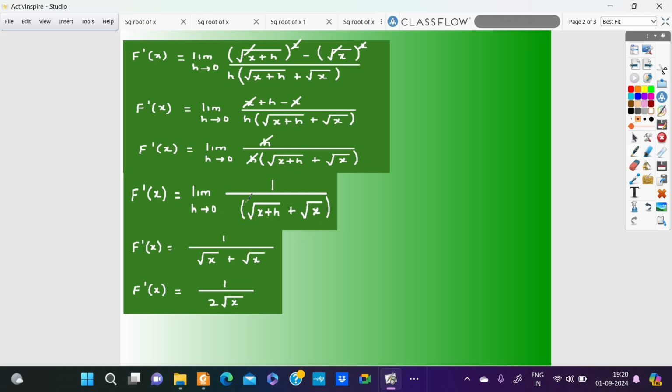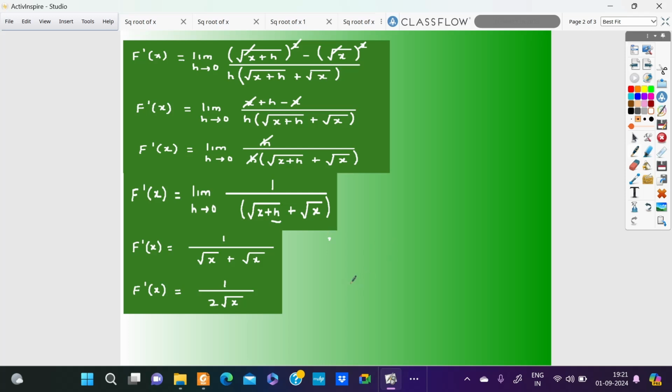Now we could just apply the limit. Technically this h becomes 0. We just replace h to be 0. So therefore f dash of x is equal to 1 over square root of x plus square root of x, which gives us 2 times square root of x. Therefore f dash of x is equal to 1 over 2 times square root of x, which is the first derivative of square root of x.